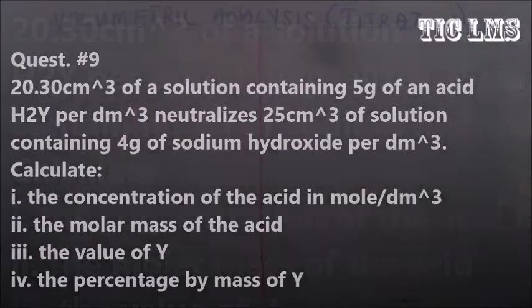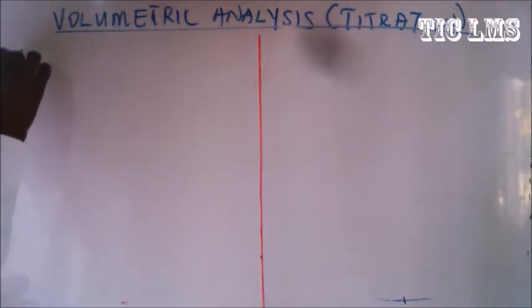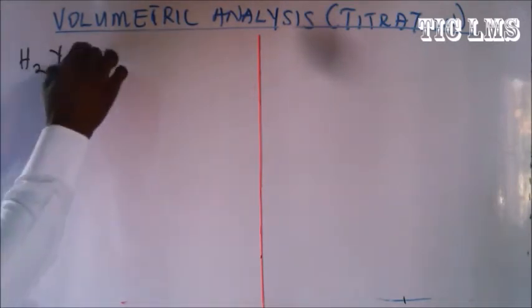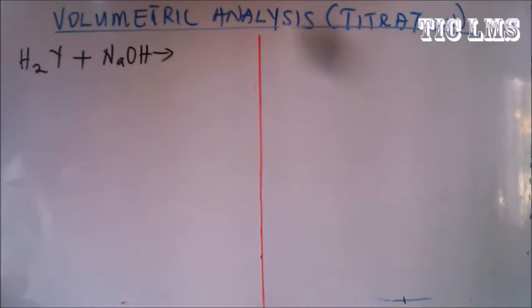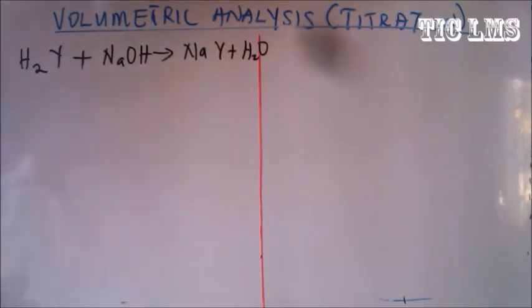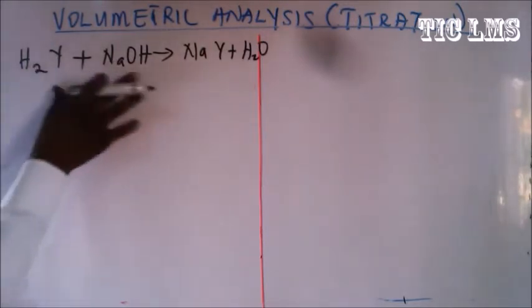In this question, we're not given straightforward parameters. So we have that an acid, which is H2Y, neutralizes a base, which is sodium hydroxide. And when this reacts, we will have NaY plus H2O. And here, we will need to balance the equation, even though we're not given the full constituent of the acid. But here we have 2 of hydrogen and 1 of hydrogen here, making 3 of hydrogen.